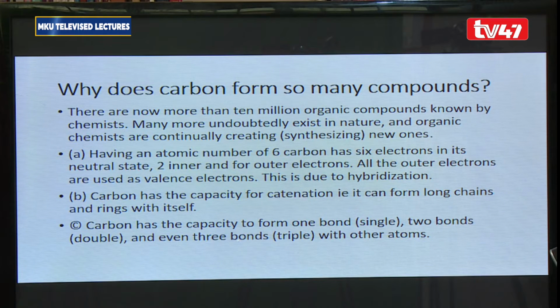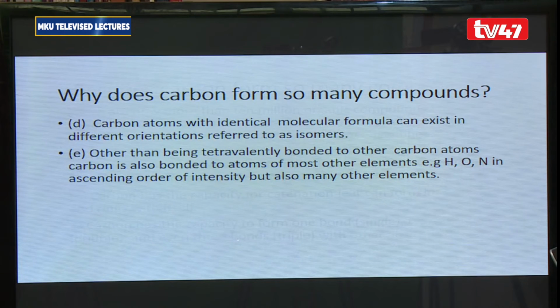It can form one bond, that means sharing of one pair of electrons, which we call a single bond. It can form 2 bonds, meaning sharing of 2 pairs of electrons between 2 carbon atoms, which we call double bonds, or it can form 3 bonds. That means sharing of 3 pairs of electrons, which we refer to as triple bonds.